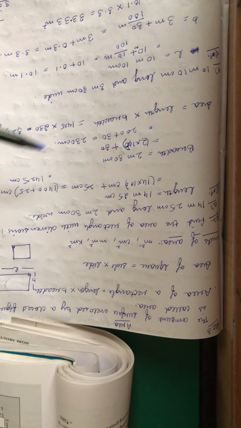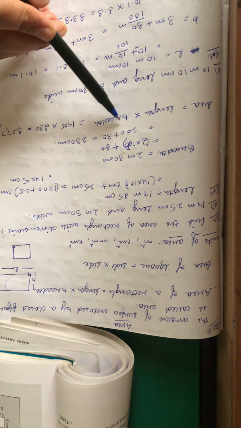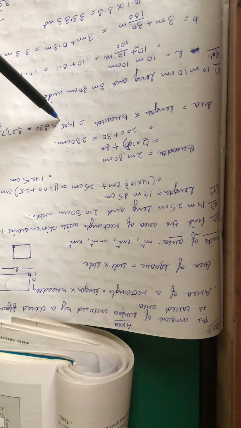Now both are in centimeter. Now you can find area. Area of a rectangle is length multiplied by breadth. So it is 1425 multiplied by 230, that is 3,27,750 centimeter square. So this is the way you will find the area of a rectangle.